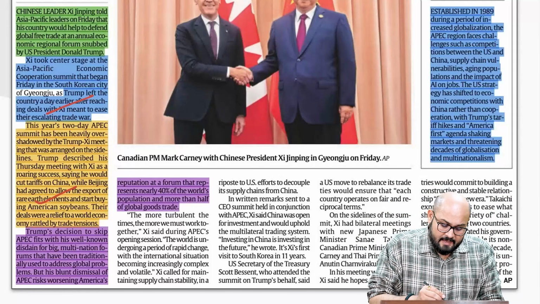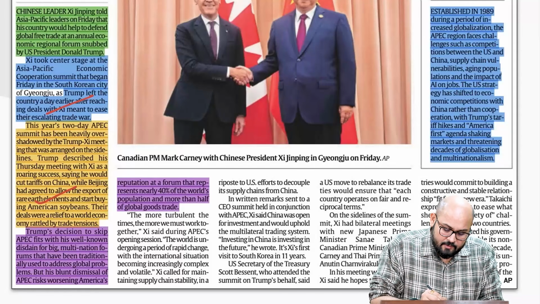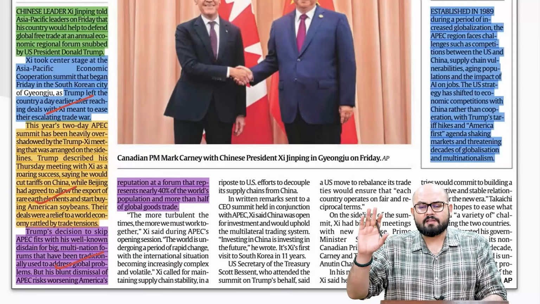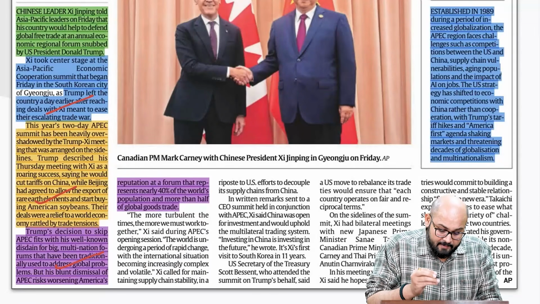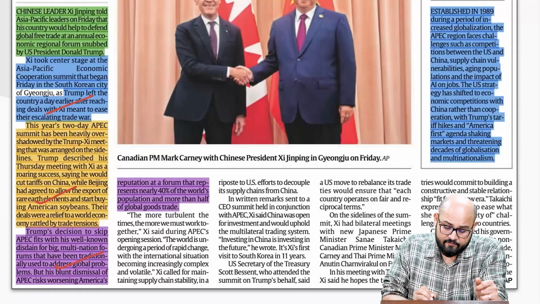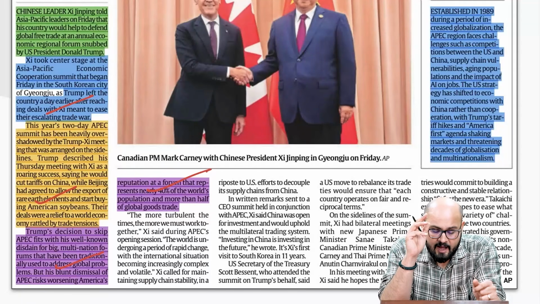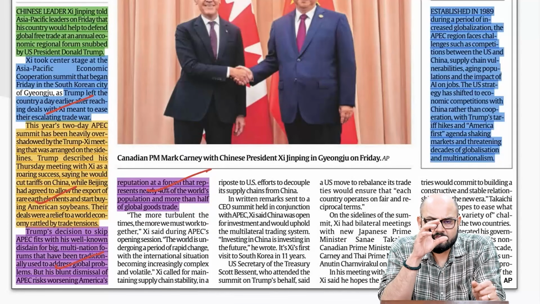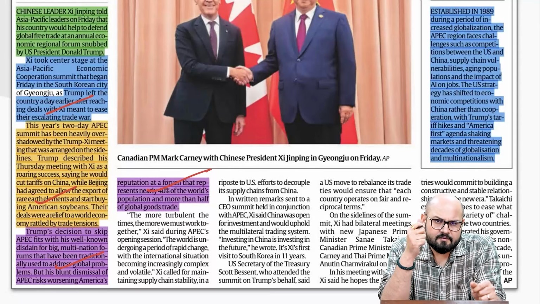Trump's decision to skip the APEC fits with his well-known disdain for big multi-nation forums that have been traditionally used to address global problems. So he's not really inclined towards these multilateral forums, right? But his blunt dismissal of the APEC risks worsening America's reputation at a forum that represents nearly 40% of the world's population and more than half of the global trade. So in such an organization, if you're not participating, definitely it doesn't go well, right?